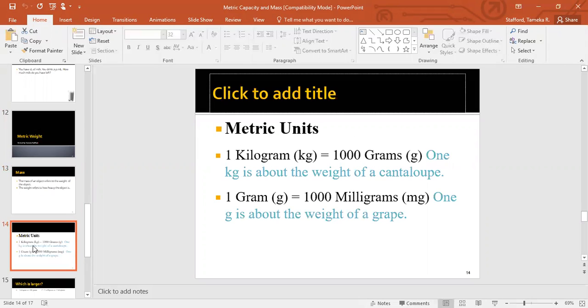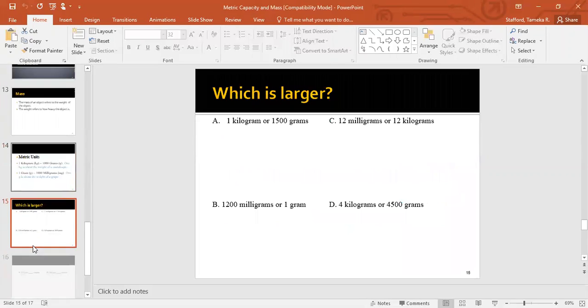Now, here are your units and what you need to remember. A kilogram is about 1,000 grams. 1 kilogram is about the weight of a cantaloupe. 1 gram is about 1,000 milligrams, and 1 gram is about the weight of a grape. We're really going to focus on grams and kilograms. So again, there's 1,000 grams in 1 kilogram. 1 gram is like 1 grape, and 1 kilogram is like 1 cantaloupe.